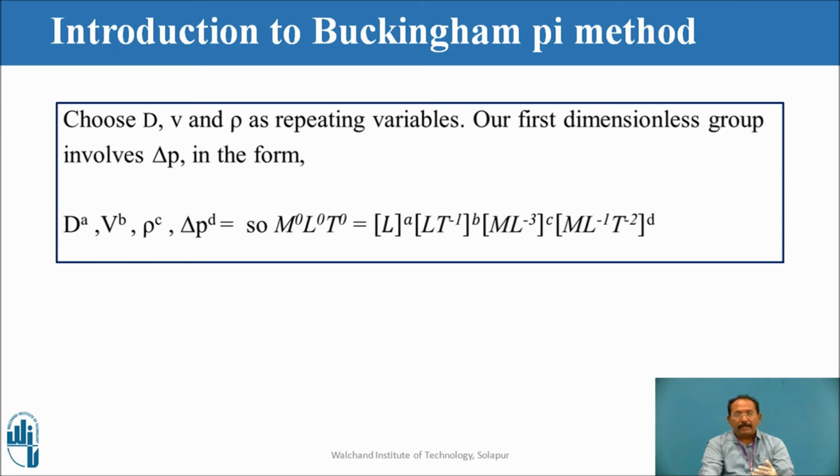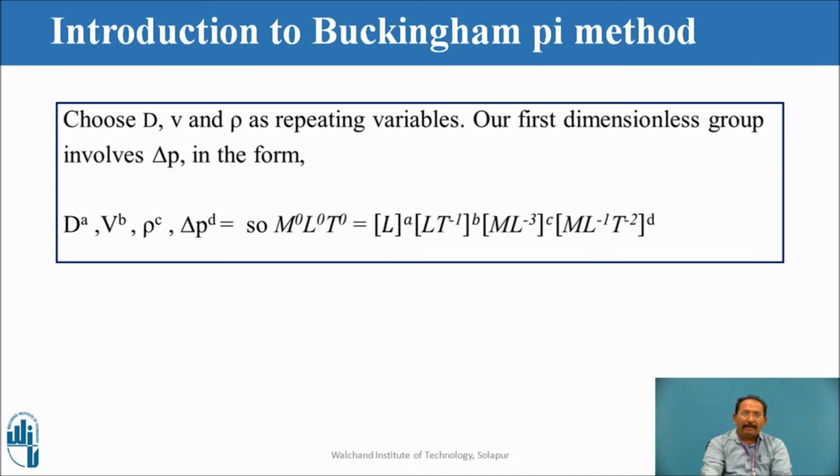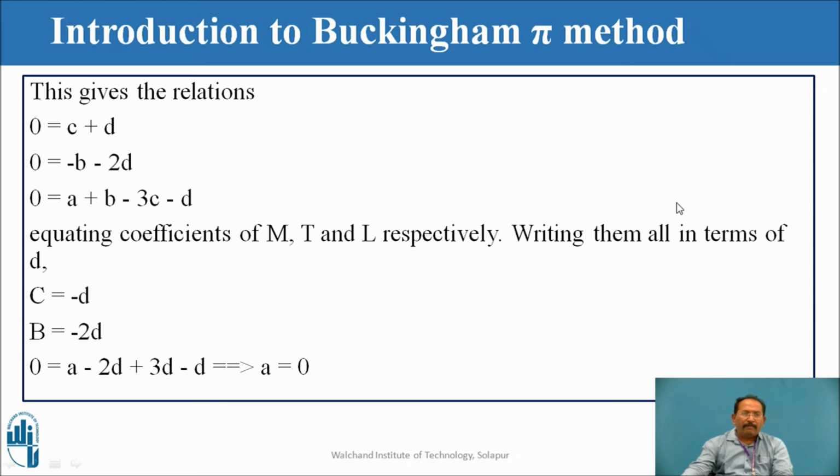We have to equate with the exponents, which are 0 on the left hand side. So d is L, V is L T raised to minus 1, rho is M L raised to minus 3, and delta P is M L raised to minus 1 T raised to minus 2. d, V, rho are repeating variables, delta P is the non-repeating variable. This gives the relationship 0 is equal to C plus D. Here we are going for M, so for M it is 0 on the left hand side. Like this you can find out the equation 0 is equal to C plus D. Similarly it is for M, this is for L, this is for T.